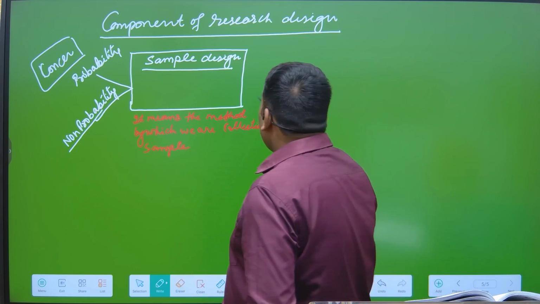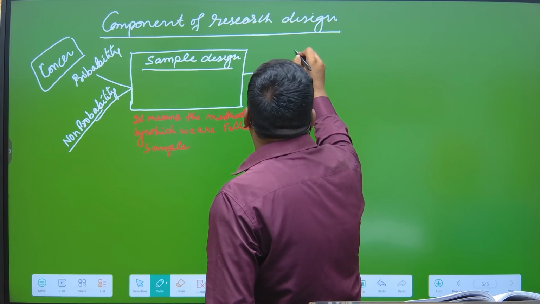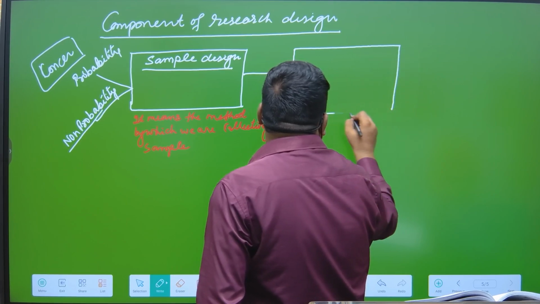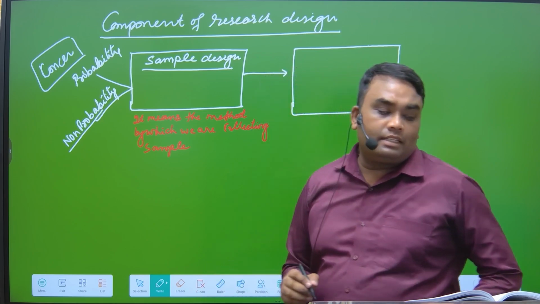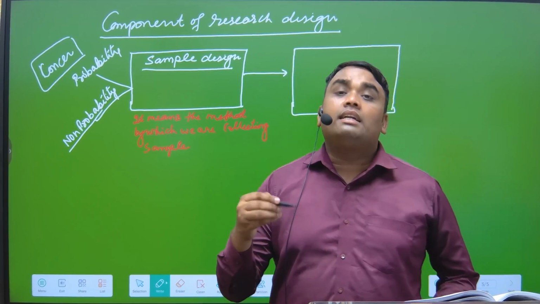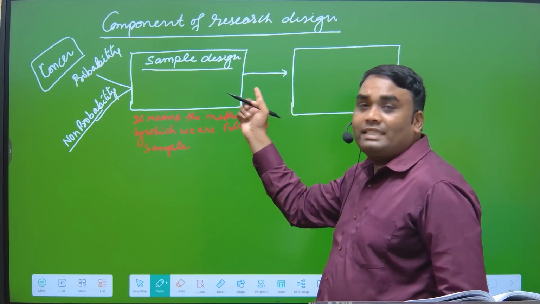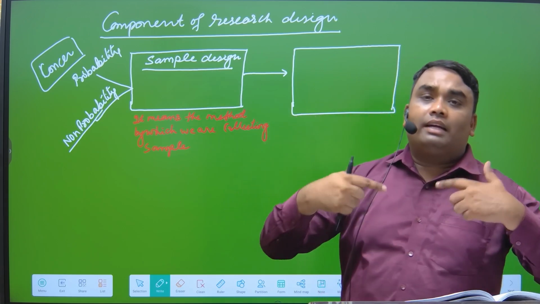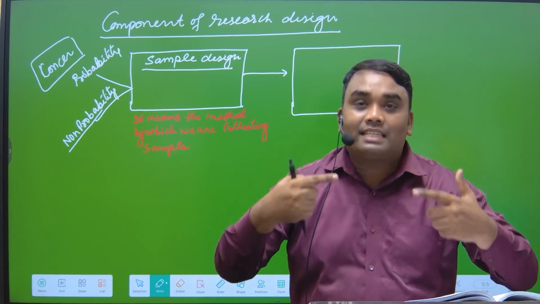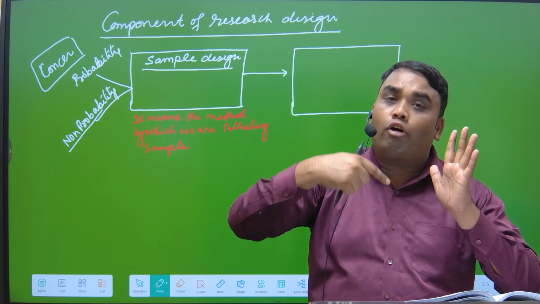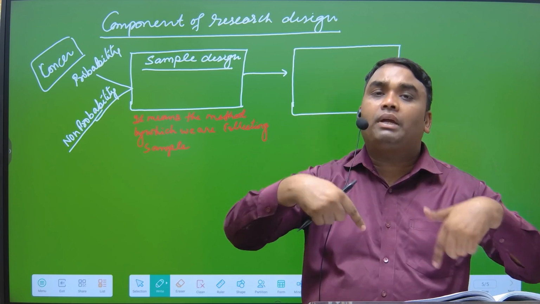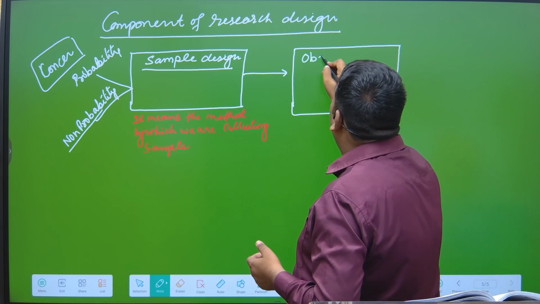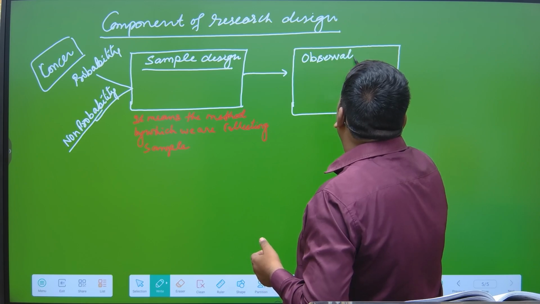Then after this, we will move to the second design. The second design is also called observational design. It means the samples we have collected will be observed in which conditions and which type of observations we will do on the samples collected by us. So that is basically called observational design.